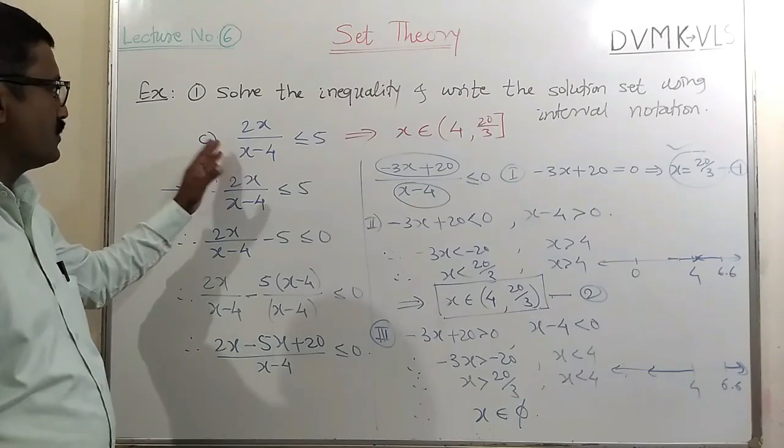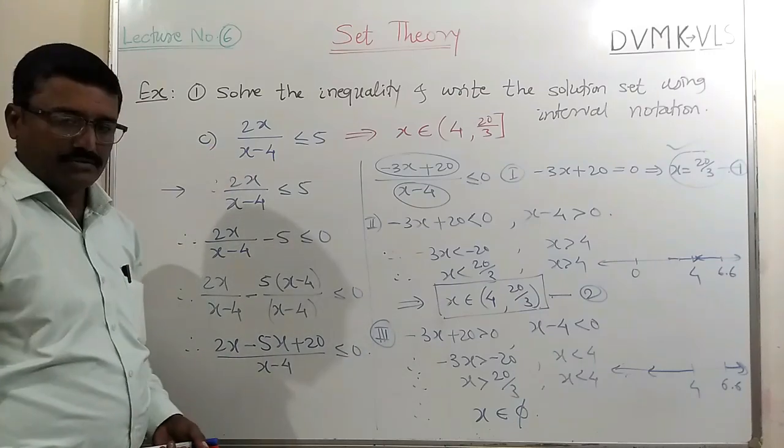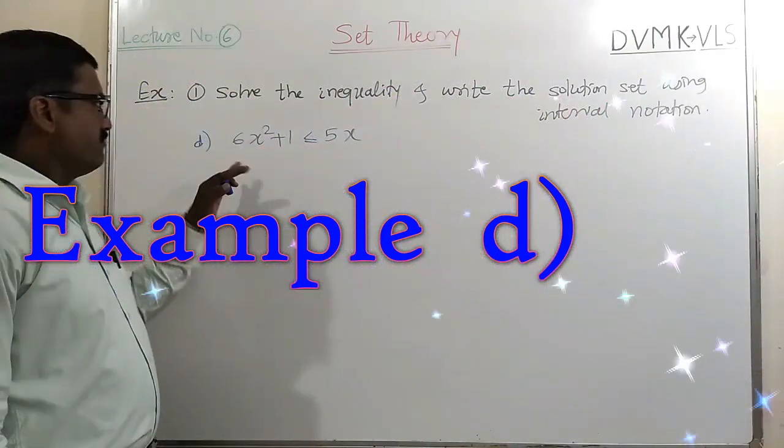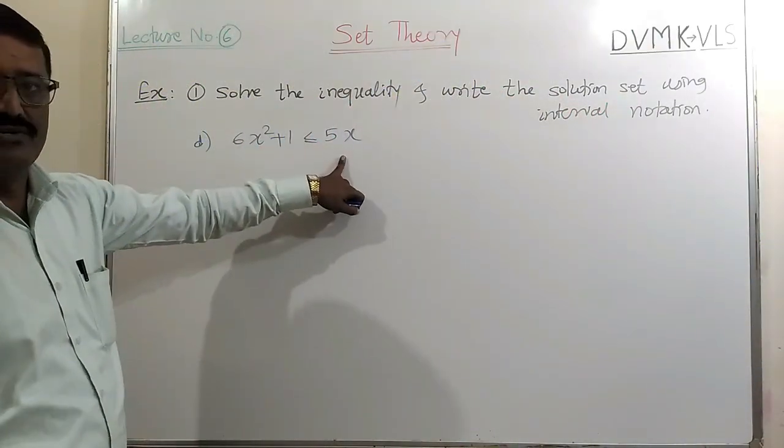Okay, let us see one more inequality here, that is the fourth one. Now see this last inequality: 6x square plus 1 is less than or equal to 5x.